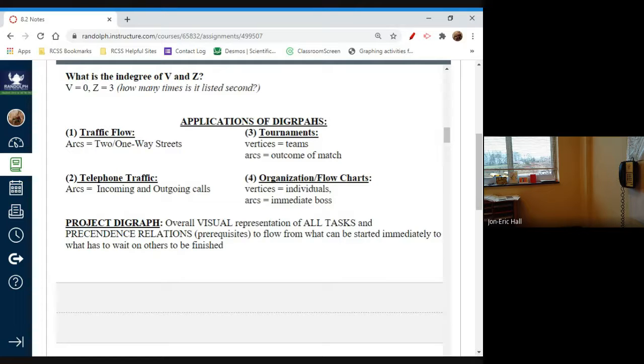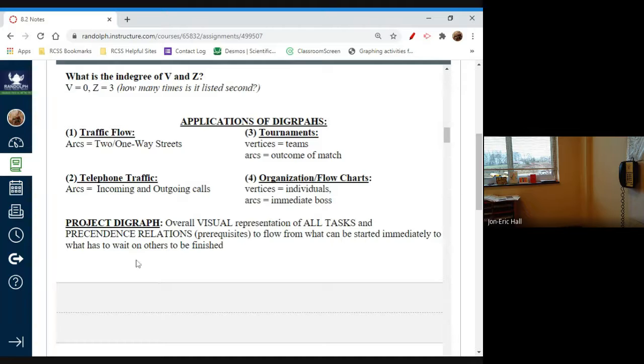That happens. Organization or flow charts, which is kind of our whole point in this lesson, right? Individuals, immediate bosses, things like who's above who. I know in one job that I had, they had all the teachers listed here, and then the principals here, and then the superintendents, and so who's in charge of who, right? It's like a chart of power. So those are just 4 applications and ways we can use digraphs. Same kind of idea here.